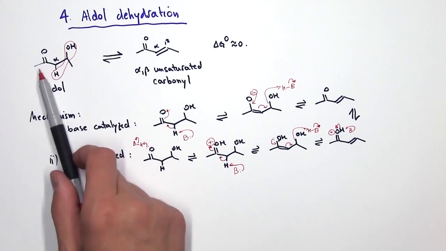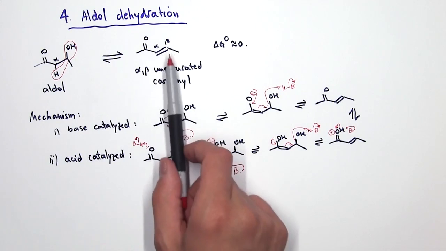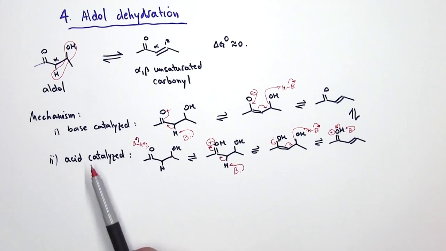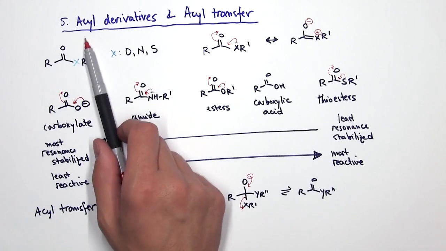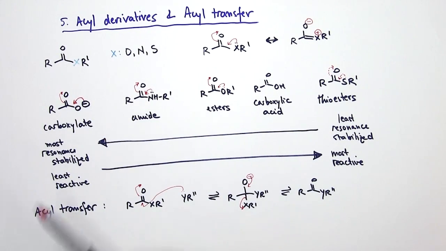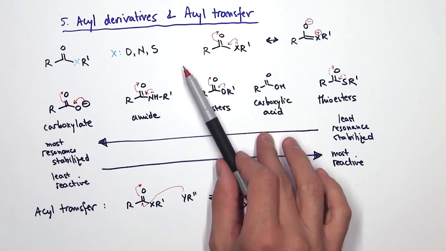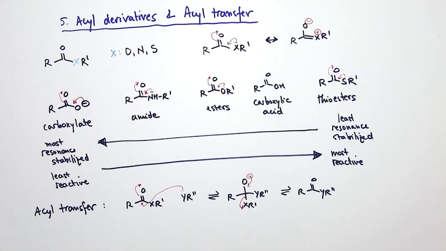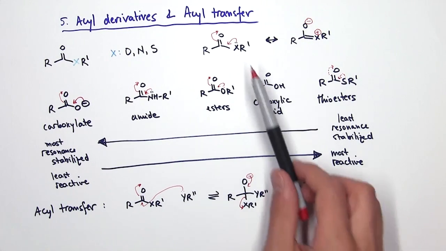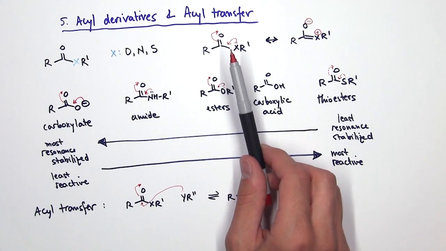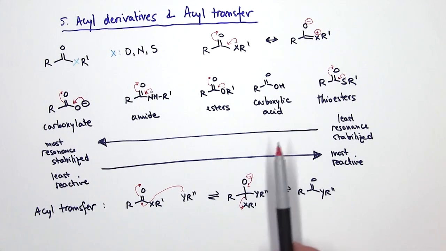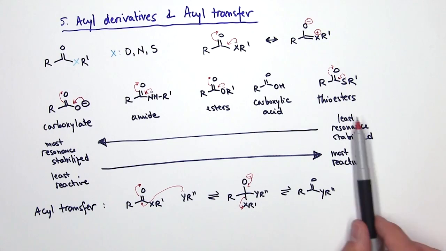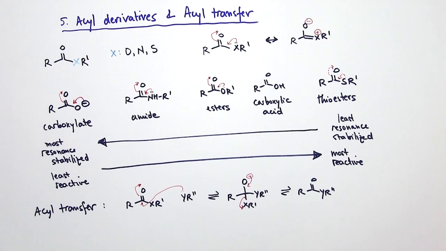We also saw that aldol products can dehydrate to form alpha-beta unsaturated carbonyls. The mechanism could be both acid and base catalyzed and involves, in both cases, formation of an enol. Next, we also talked about acyl derivatives and acyl transfer. As we show here, the resonance in the acyl derivative dictates how well they react. Carboxylates and amides are most resonance stabilized and therefore are the least reactive, whereas esters, but especially thioesters, are the least resonance stabilized and therefore most reactive.